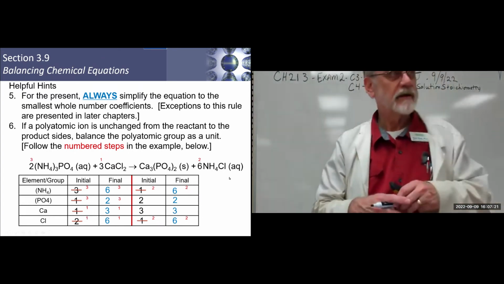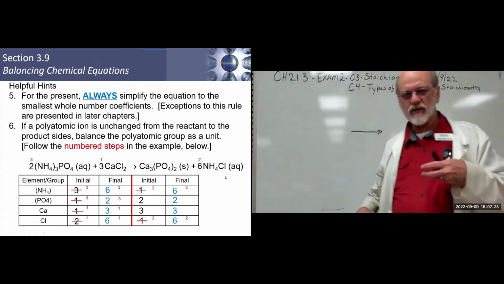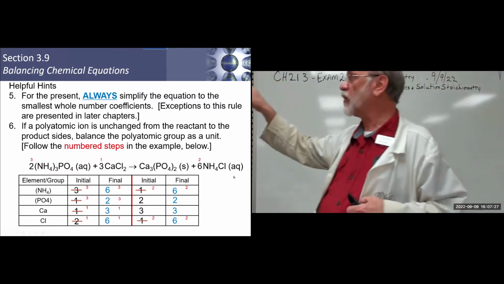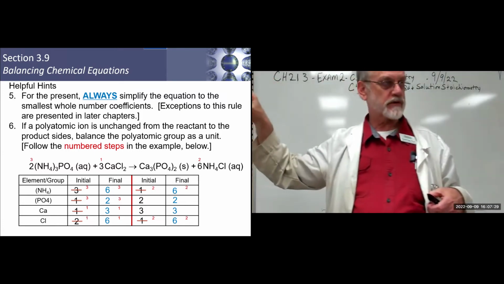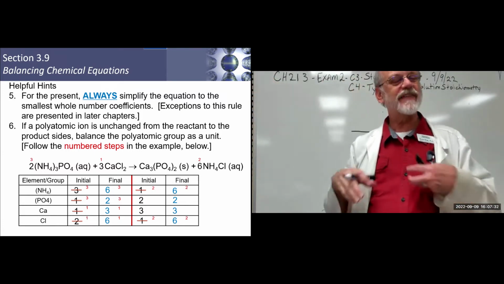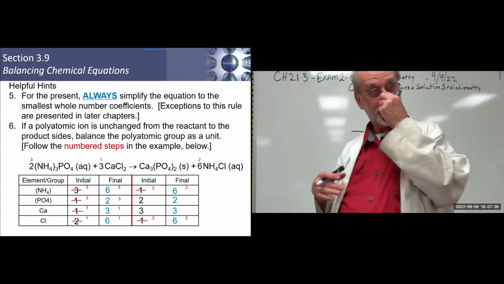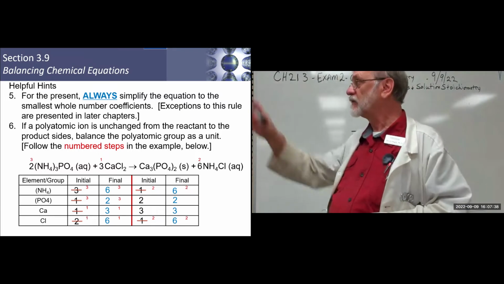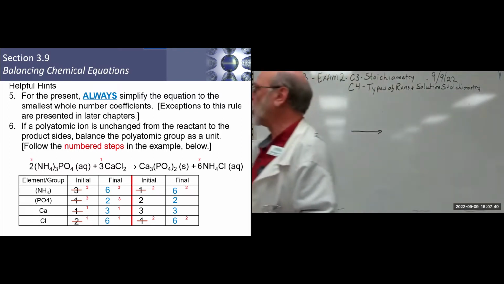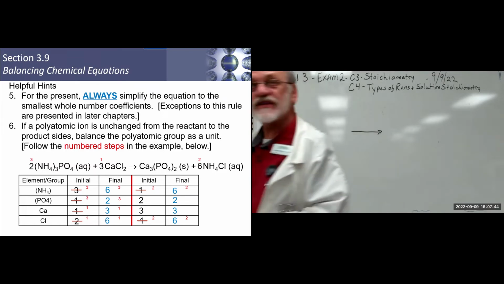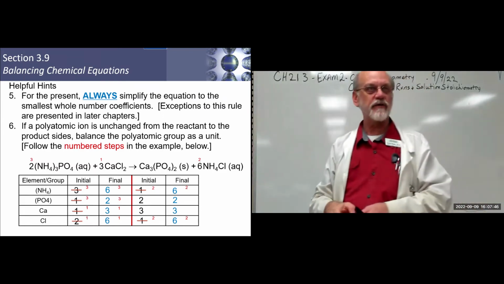Okay? Now, one rule that we're going to stick with for the time being is that your coefficients should be the simplest whole numbers. You can't divide them by the same number and get a simpler ratio. Right? In this case, we can't. 2, 3, don't forget 1. That's understood 1. 2, 3, 1, and 6. We can't simplify it any further.